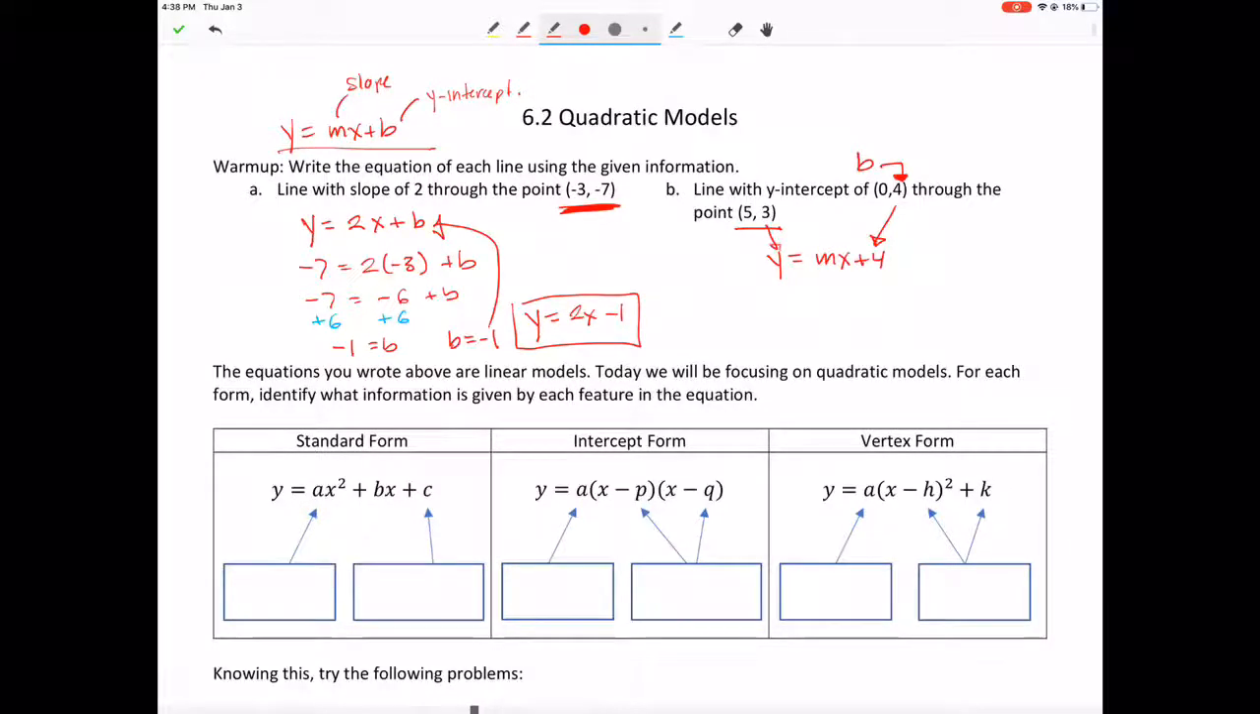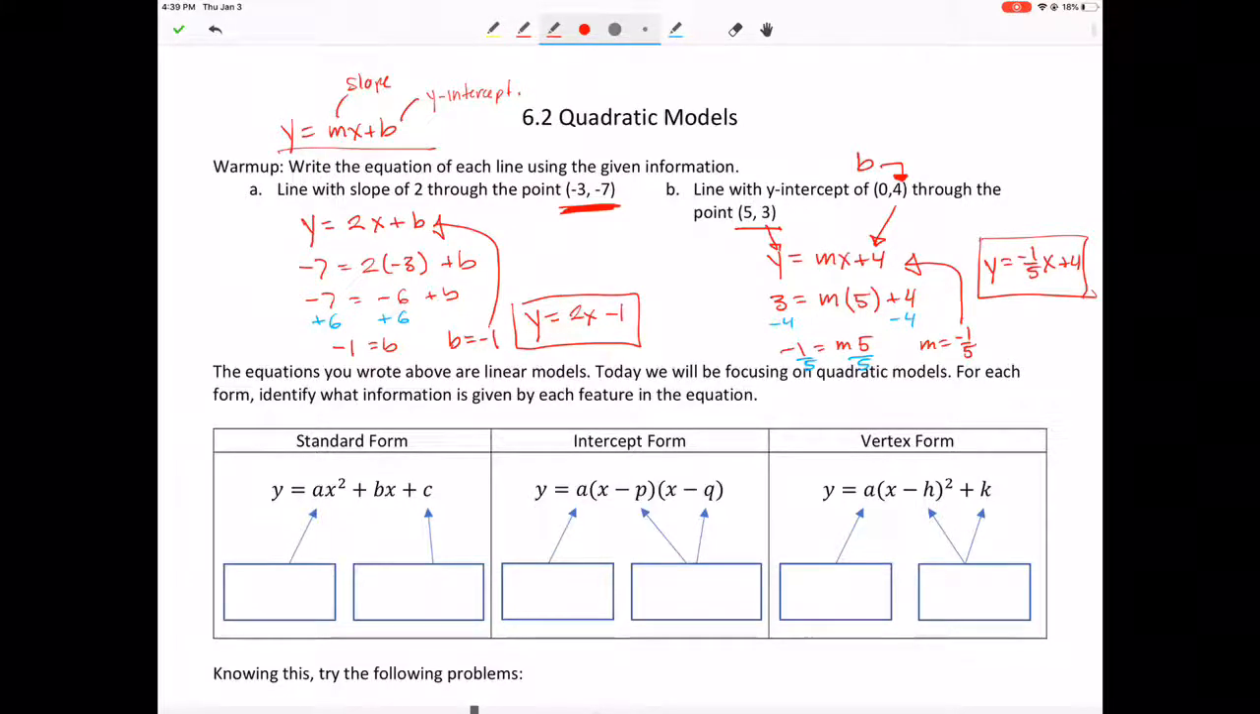So we get 3 equals m times our x, which is 5, plus 4. And then all we have left is m, so let's solve for m. We subtract 4 from both sides. That gives us -1 equals 5m. Then we divide both sides by 5, which gives us m equals -1/5. We take that and plug it back into our equation: y equals -1/5 x plus 4.